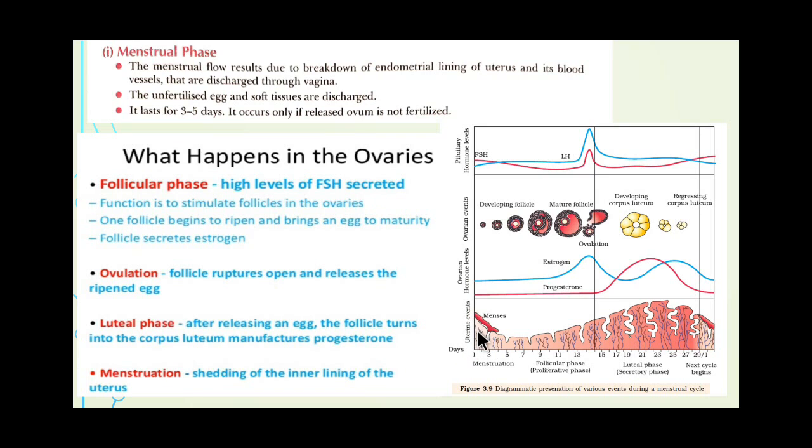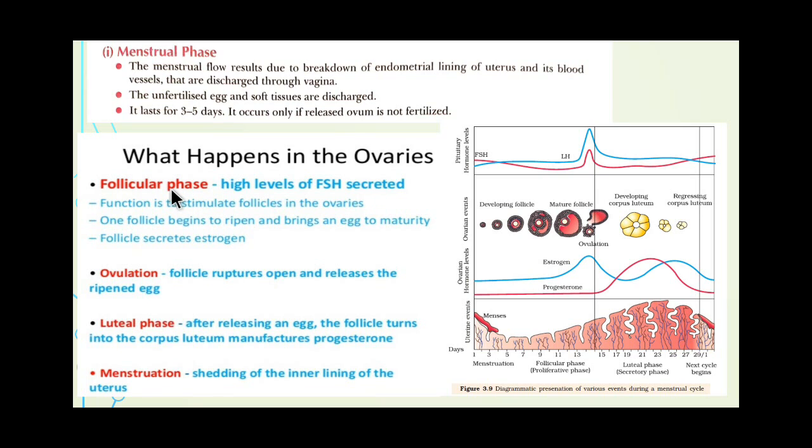Now this is what I was telling you: uterine events, ovarian hormone levels, ovarian events, and pituitary hormone levels. You will be learning this chart with this respect. The epithelial lining, connective tissue and blood vessels get sloughed off from the endometrium and are discharged as menstruation. In the meanwhile, what happens in the ovary? Shedding of the inner lining of the uterus. This is an example of how you will write this: in the follicular phase, a high level of FSH is secreted, whose function is to stimulate follicles; then ovulation, then the luteal phase.